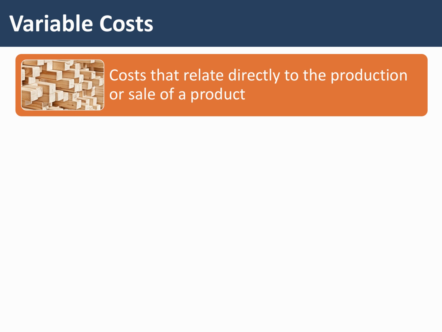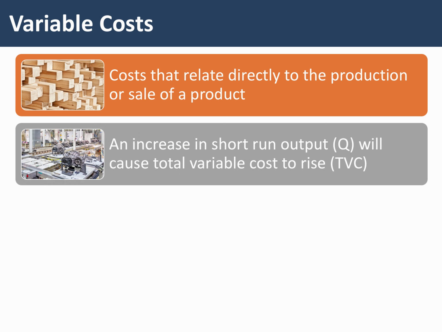So what are variable costs? Variable costs are costs that vary directly with the level of output. In other words, when output is zero, variable cost will be zero. But as production increases, then total variable cost will also rise. An increase in short-run output will cause total variable cost, or TVC, to go up.